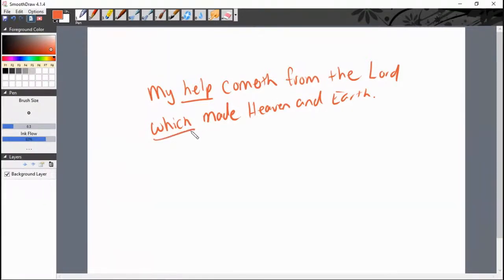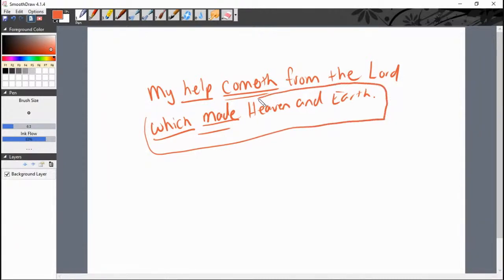Which is going to be a pronoun, the subject of the second part of the clause here, right? Cometh is a verb. Made is a verb, right? So these are two clauses. They contain subjects and verbs, right?